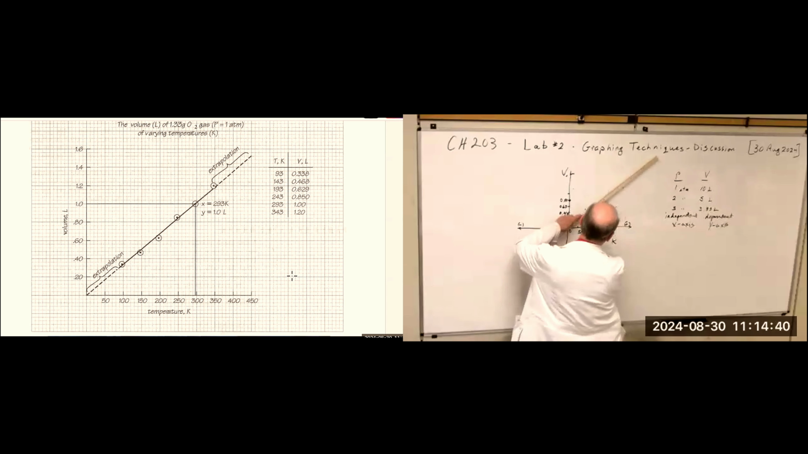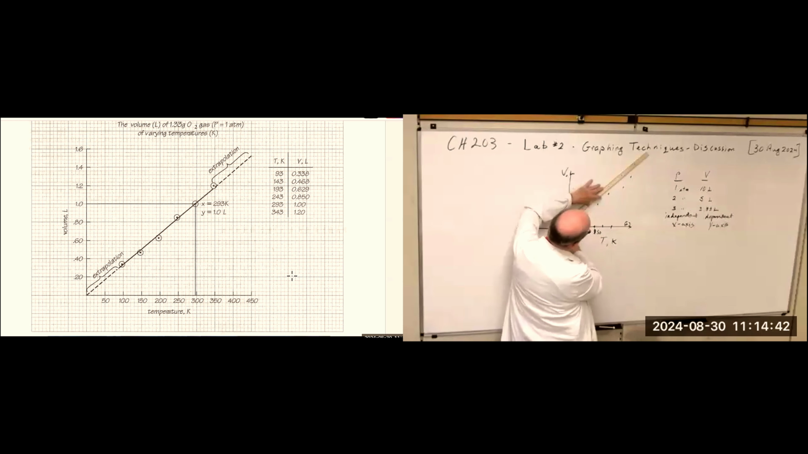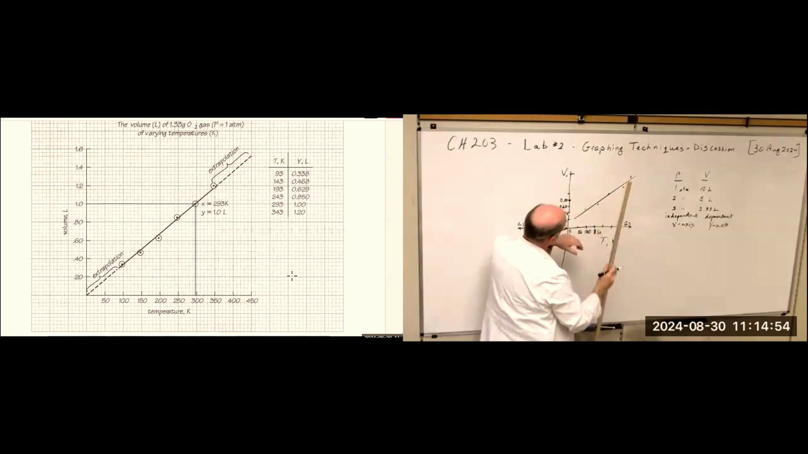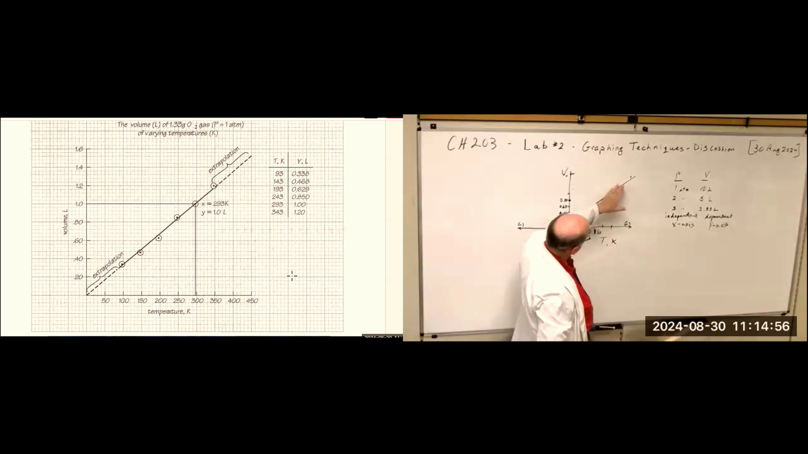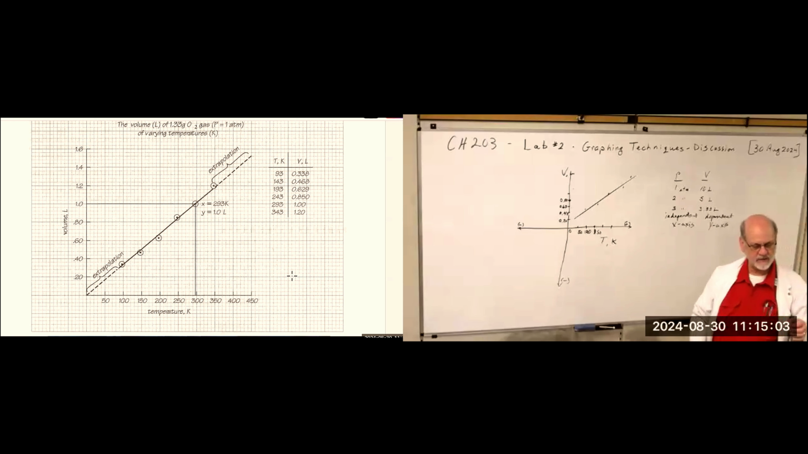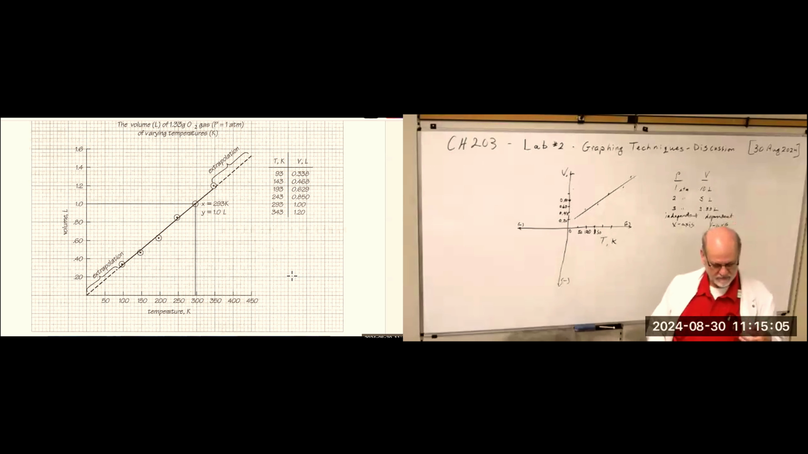So if I put something in here like this, what you try to do is minimize the variation from your line to the points. So let's see, I want to get about the same distance, something like this, to where they're on either side of the line about the same distance. Try to minimize the variation. That's the key to drawing a best fit curve.